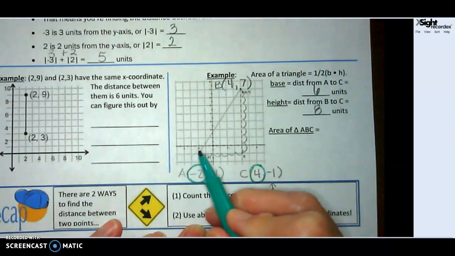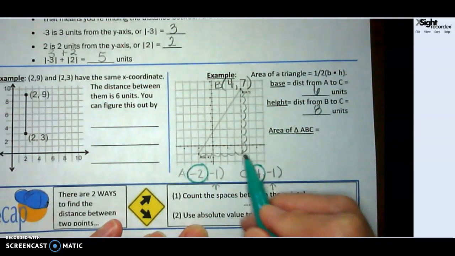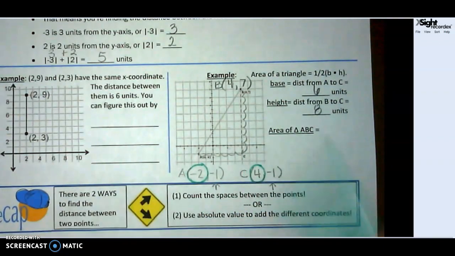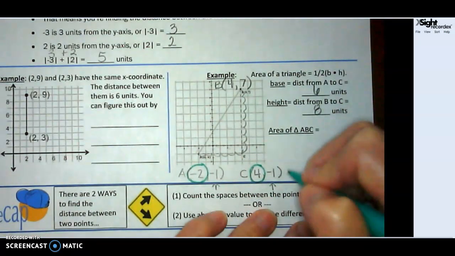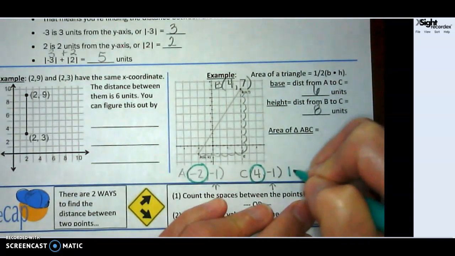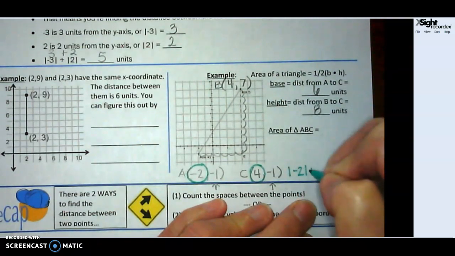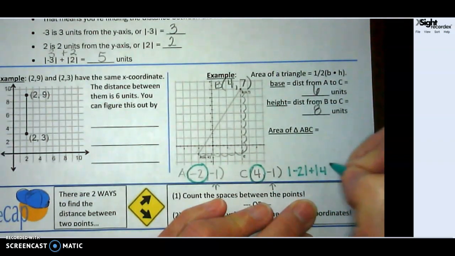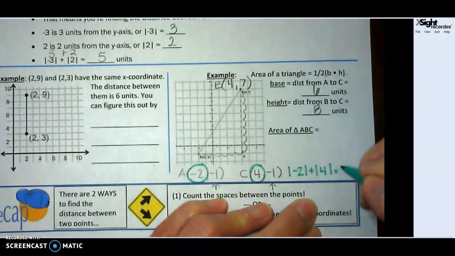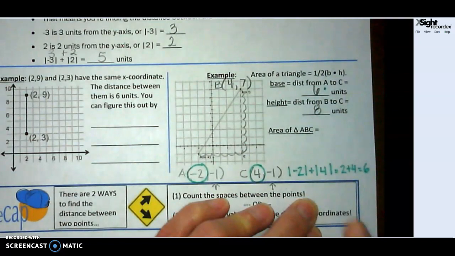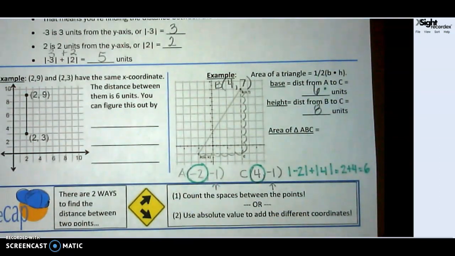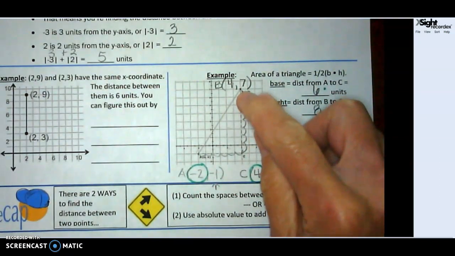This -2 is in quadrant 3. This +4 is in quadrant 4, all right? They're in different quadrants, so we're going to add the absolute values to find the distance. The absolute value of -2 plus the absolute value of 4 is equal to 2 plus 4, 6. And 6 is what I got right there.